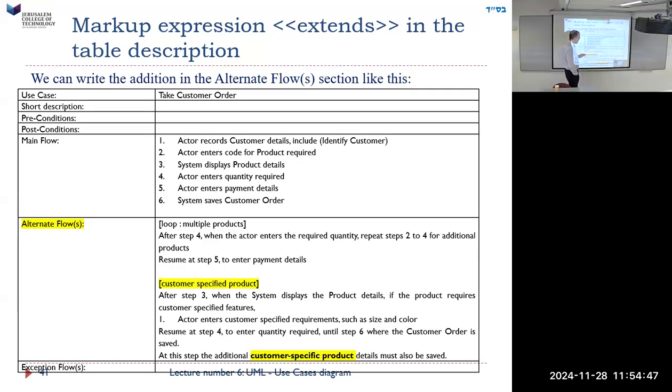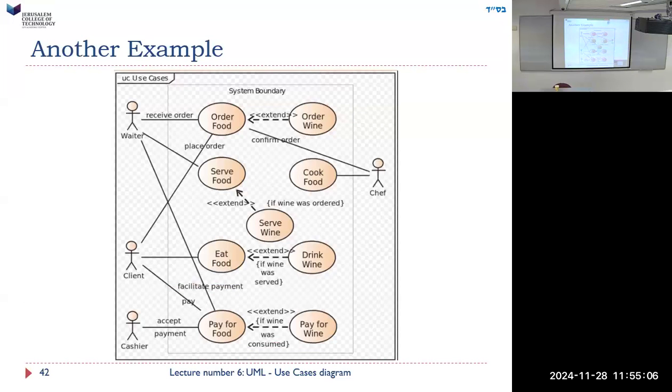Why can't you just write, now that the other one is clarified where it comes in and where it ends, just write customer specific product, period. Customer specified product. Just do that, and it's all written over there. Why write it twice? Another example, we saw this one, order 1.